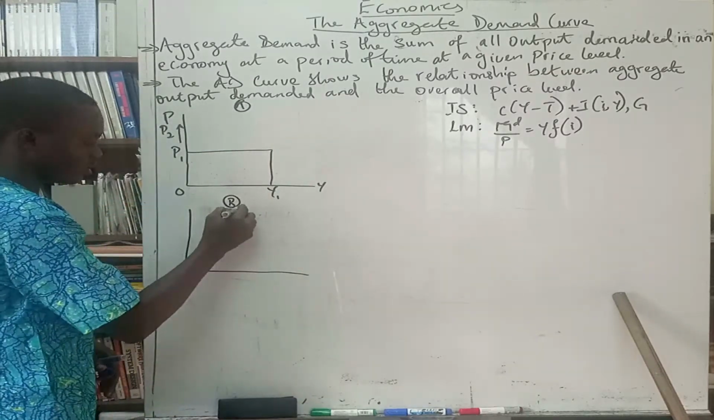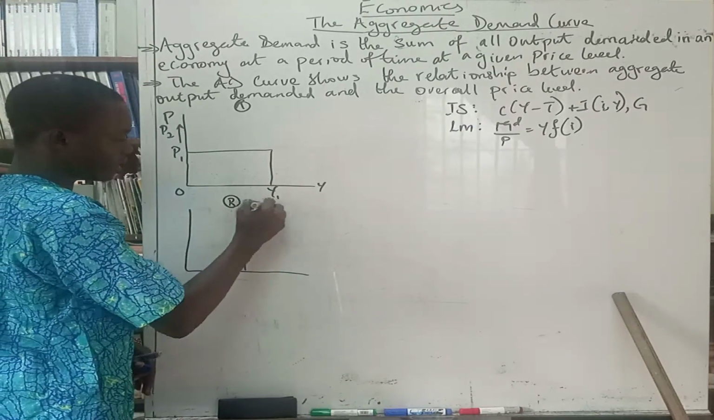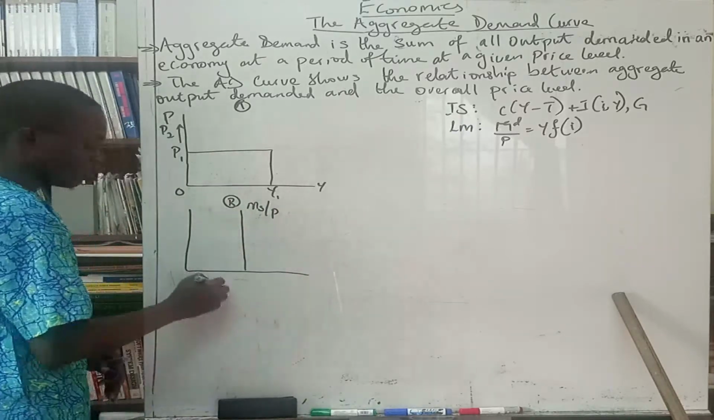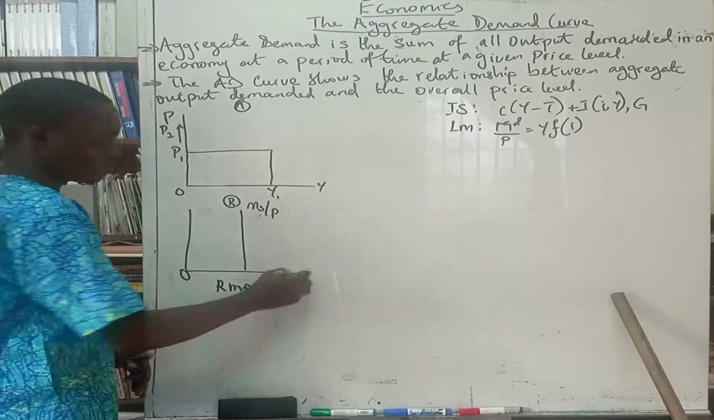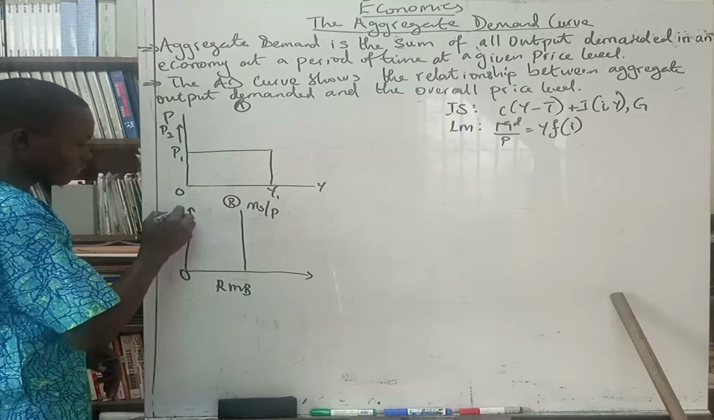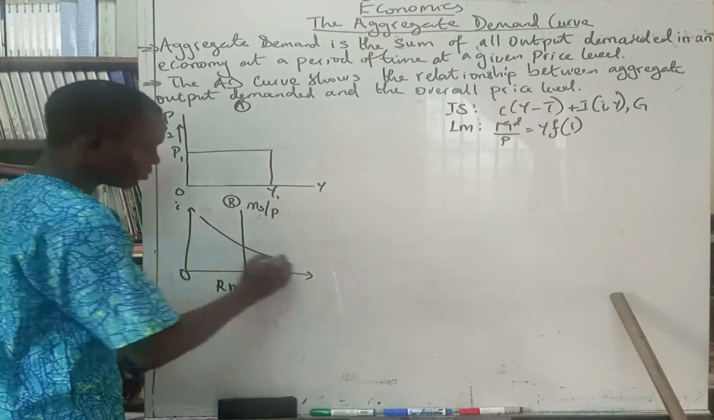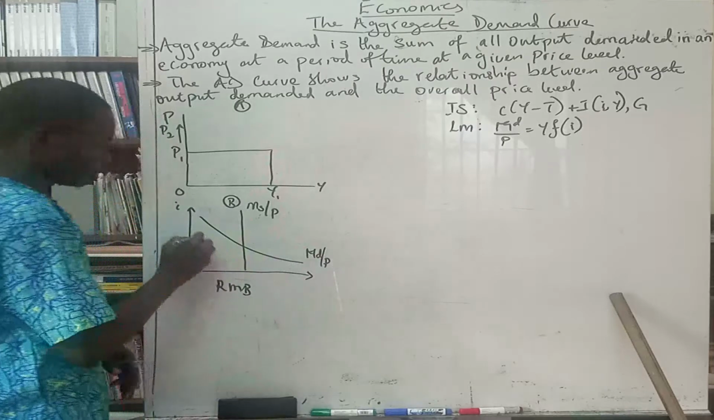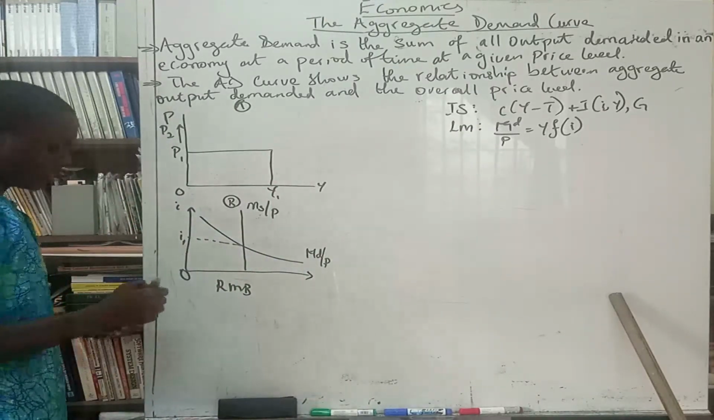In graph B, you have the real money supply, which is MS over P, where MS is the money supply and MS over P is the real money supply. What we have on this axis is the real money balance, RMB, with origin 0. We then have the interest rate on the other axis, and we draw the real money demand, which is MD over P, somewhere like this.